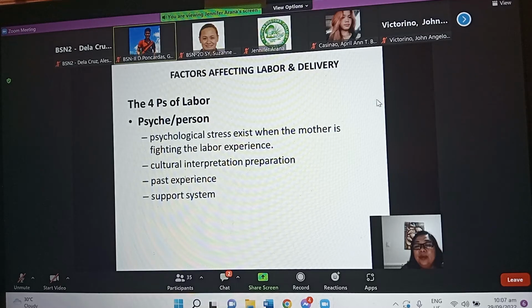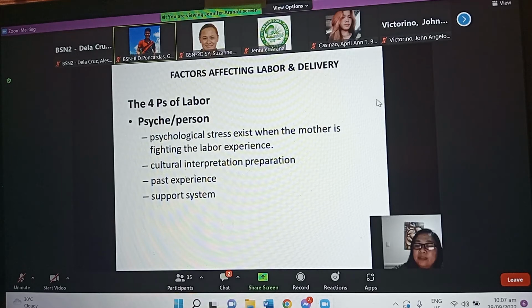So it is important that we prepare the mother how to interpret the labor experience, especially cultural interpretation. We also should consider the past experience of the mother. If the past experience is positive, we may use that now to relieve anxiety and stress and pain. If the past experience is negative, then we could provide encouraging health teachings, which will somehow condition the mother to have positive thoughts about labor and delivery.